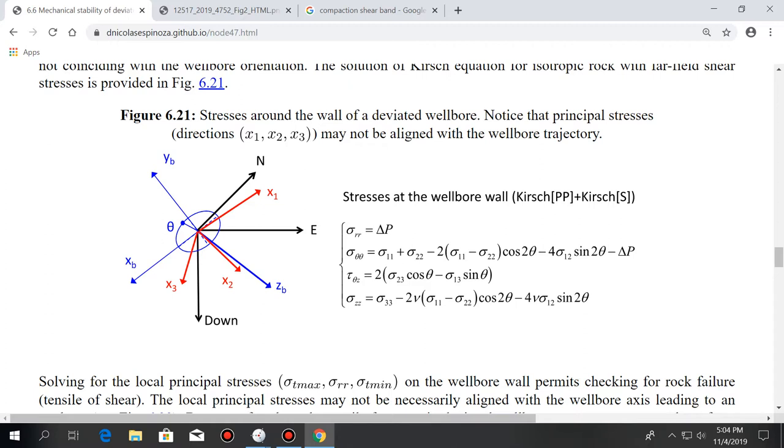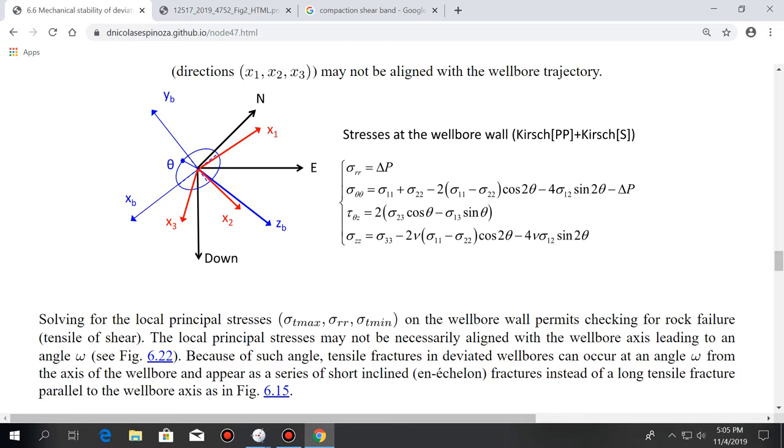Okay, last step. You add to the solution of principal stresses, or just normal stresses for Kirsch that we had before, also shear in the far field, and that's going to add another component, and your equations are going to change slightly compared to the previous one. And this is the solution. Now, the radial stress is still the same because mud pressure does not apply shear on the wall of the wellbore. The hoop stress, if you remember, we had this component theta, but now we have another component, which is sine of 2 theta, and a far-field shear stress.